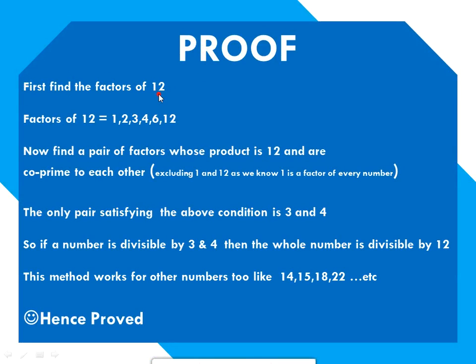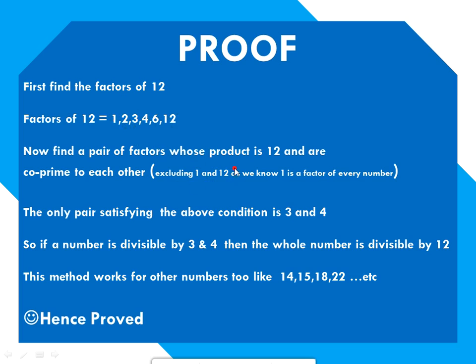Now for the proof, first of all you have to find the factors of 12, and I have them written over here: 1, 2, 3, 4, 6 and 12. Now we have to find a pair of factors whose product is 12 and they are co-prime to each other, excluding 1 and 12. We already know that 1 is a factor of every number and 12 is a factor of itself.